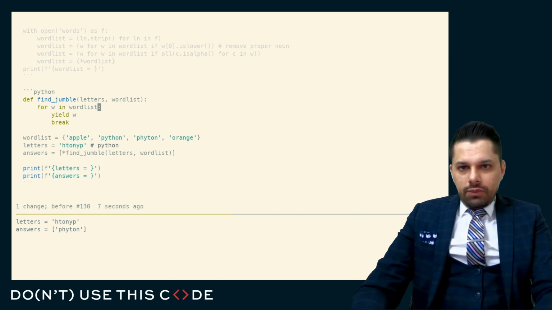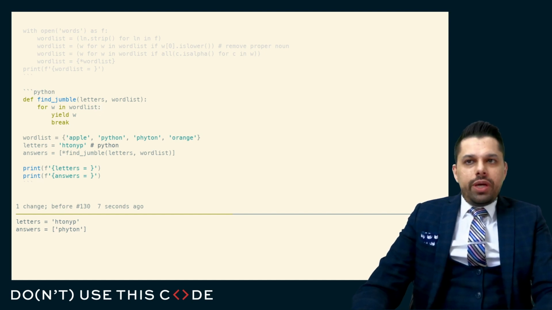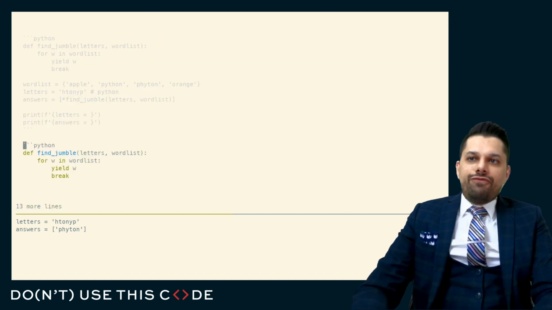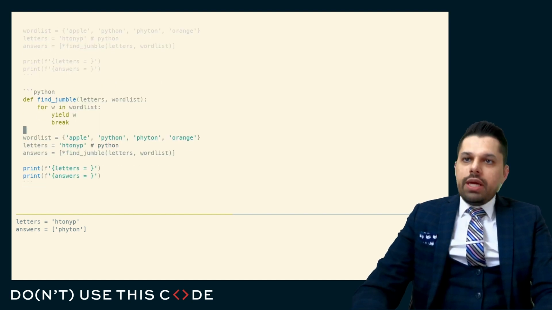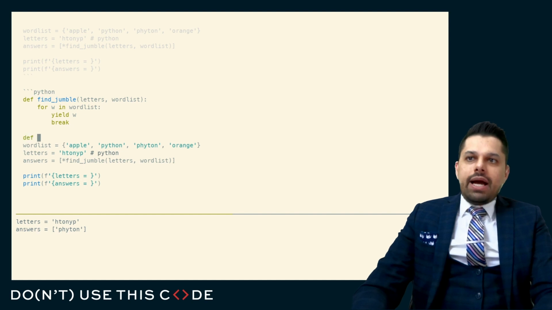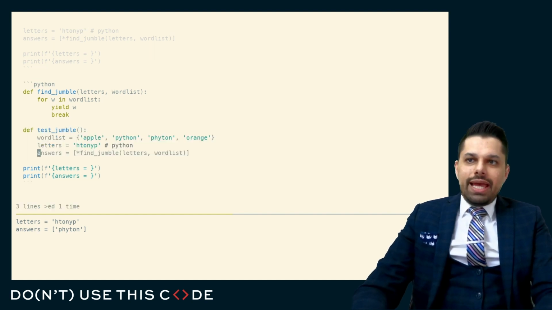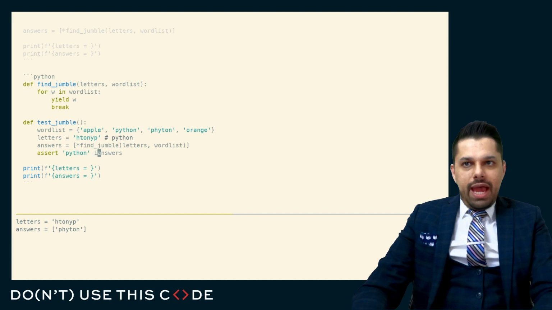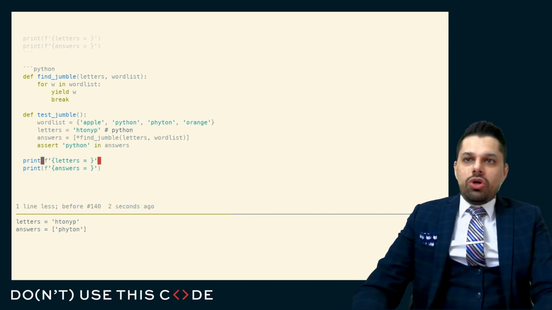Now, I want to pause for a second before I continue, and I want to show you the other approach that I might take. If I wanted a fully test-driven development approach, then I might say something like test jumble. And I might hard code these, and I might say assert answers, or assert one answer that I anticipate to have is in these answers. And I might say, if I have PyTest installed, let's see.